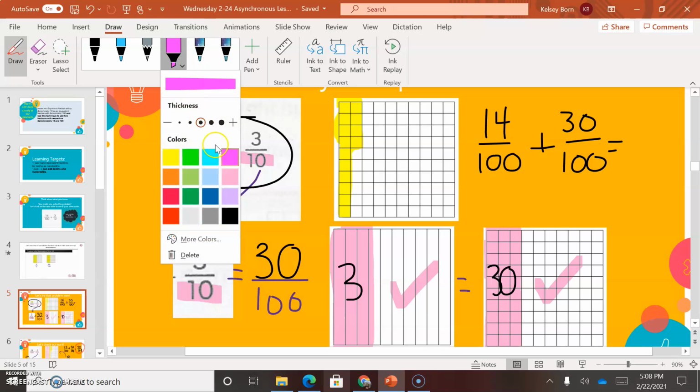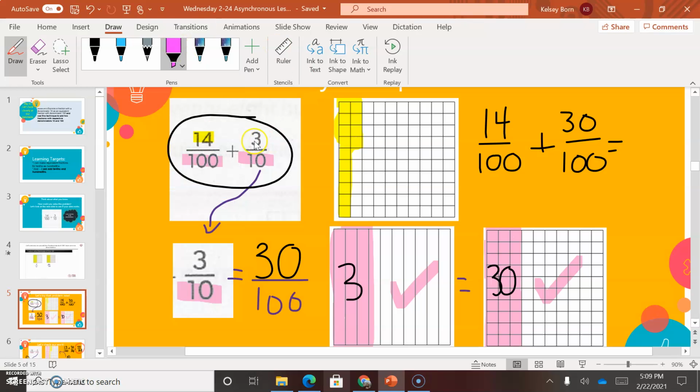Okay, so I have this pink color here. And I'm going to now show not 3 pieces, but 30 hundredths. Remember, 3 tenths is the same as 30 hundredths. So I'm going to color those in. I'm just doing 3 rows here. It's just easiest.